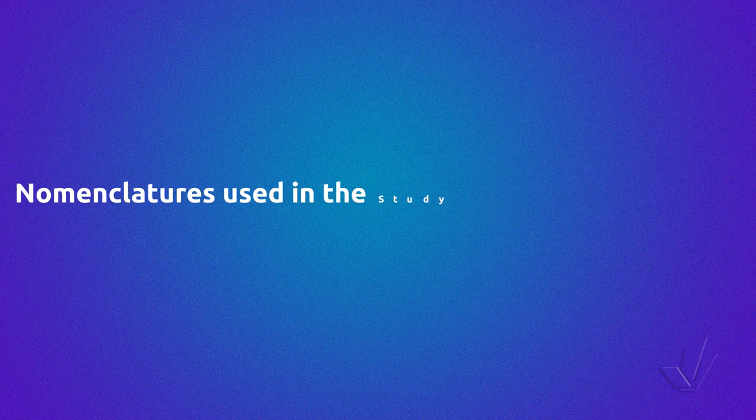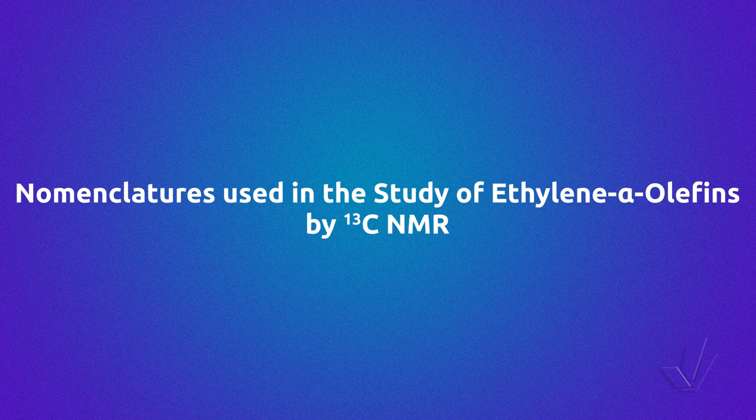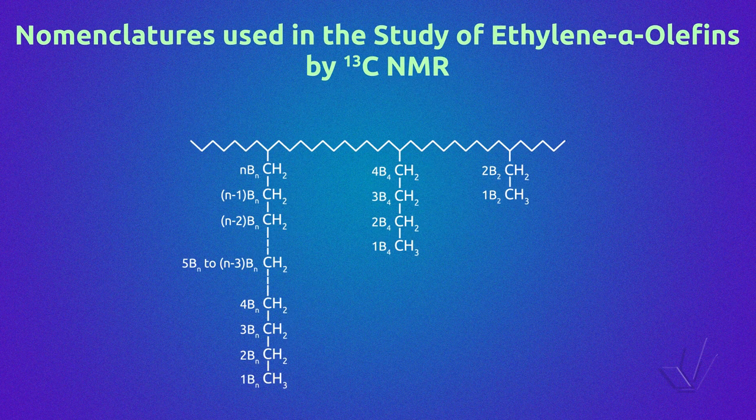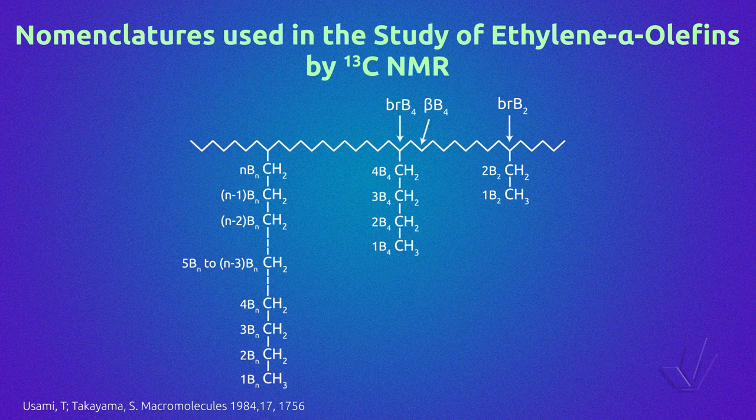The nomenclature used in the study of ethylene alpha olefins by carbon 13 NMR uses numbers for the branches and Greek letters for the main chain. It is used the letter B that comes from branch and a subscript to indicate the length of the branch. For example, B1 means a branch with one carbon, that is a methyl branch. B2 is an ethyl branch. B4 is a butyl branch. And Bn, a branch with n carbon atoms.